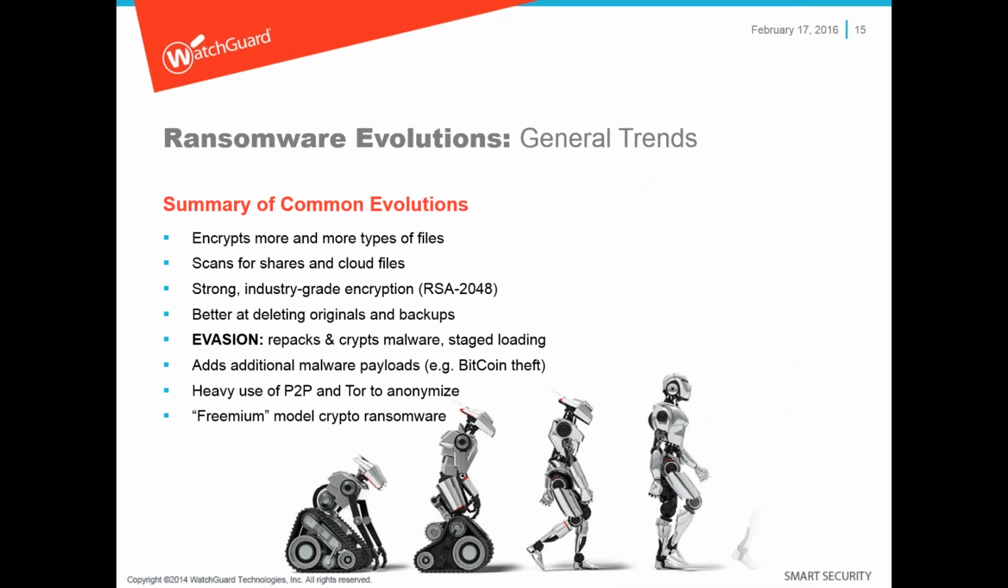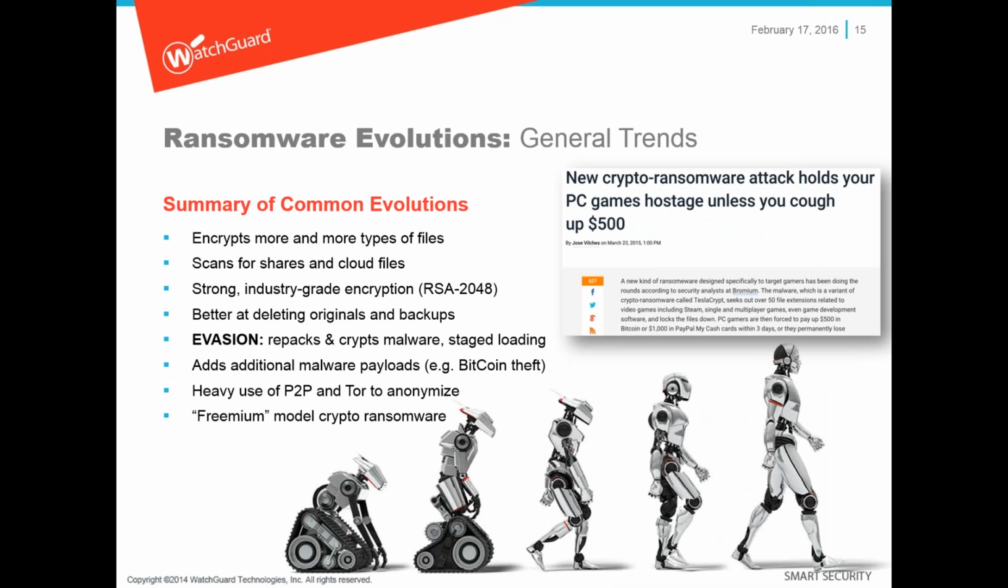Okay, so let's summarize the evolution of the ransomware. We are seeing a greater number of different file types becoming targeted by ransomware, including documents, movies, and image files. Actually, another quick note on this is that we've also seen a variant of ransomware called TeslaCrypt.